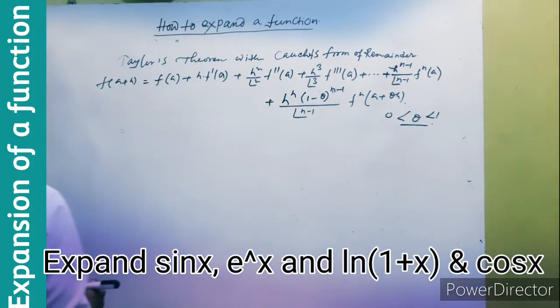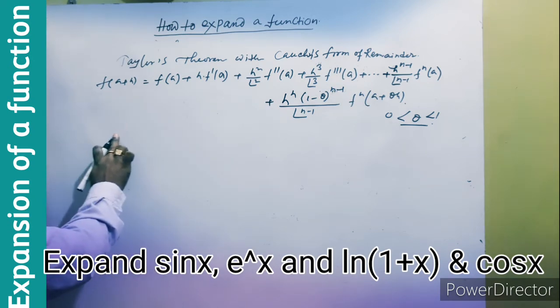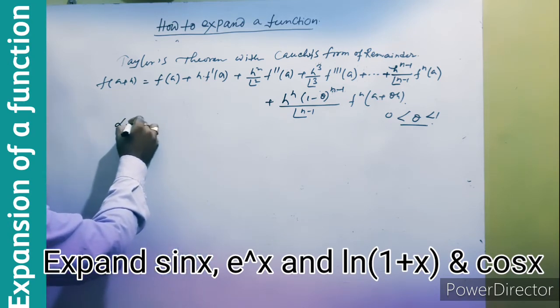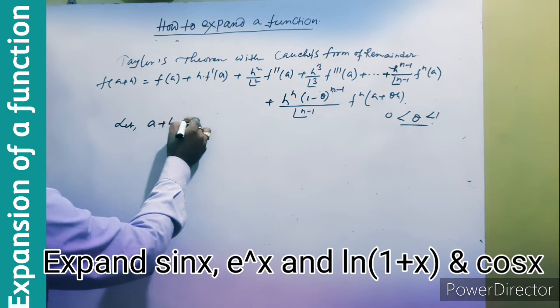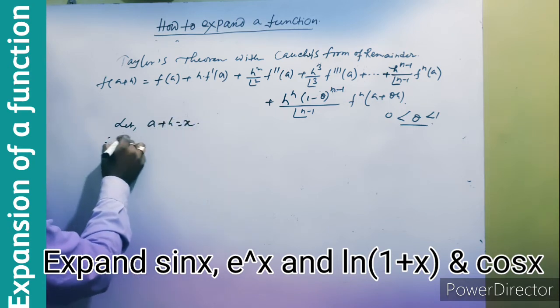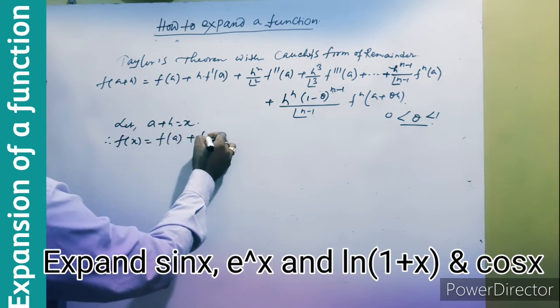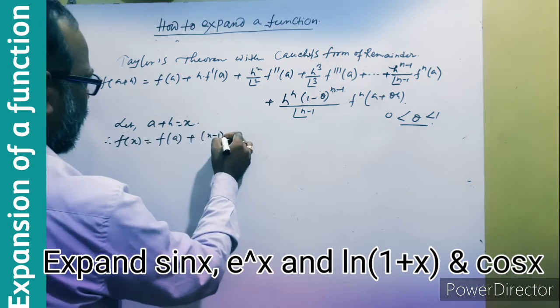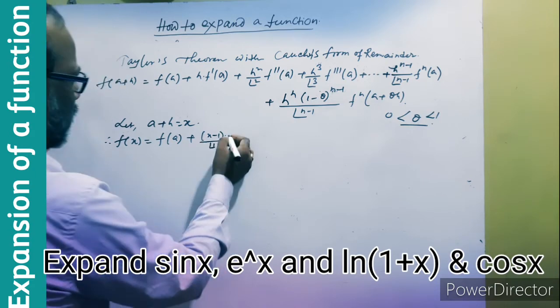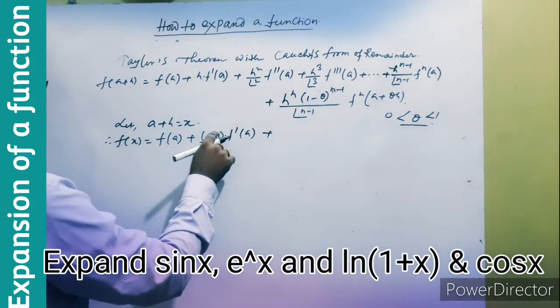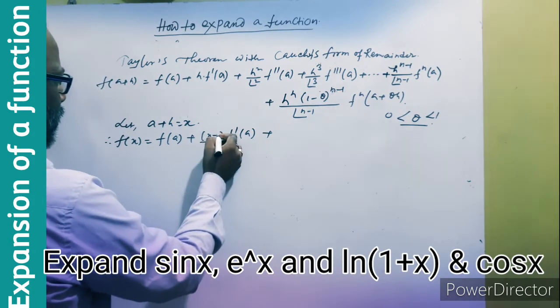Okay, so in that case, this is Taylor's theorem. Use this form. We take another form, let a plus h is equal to x. Therefore f of x is f of a plus (x minus a) by factorial 1, f dash a.